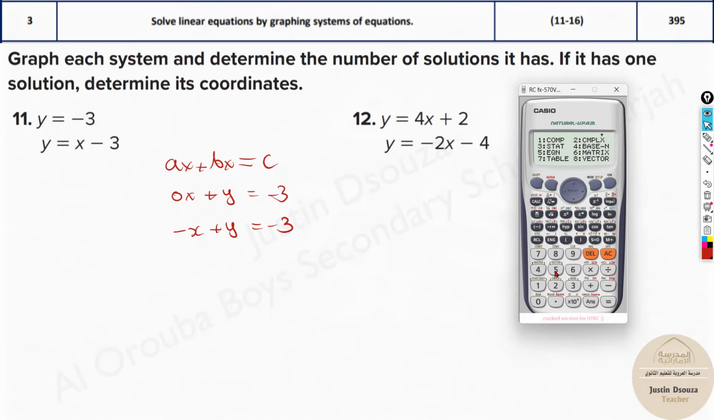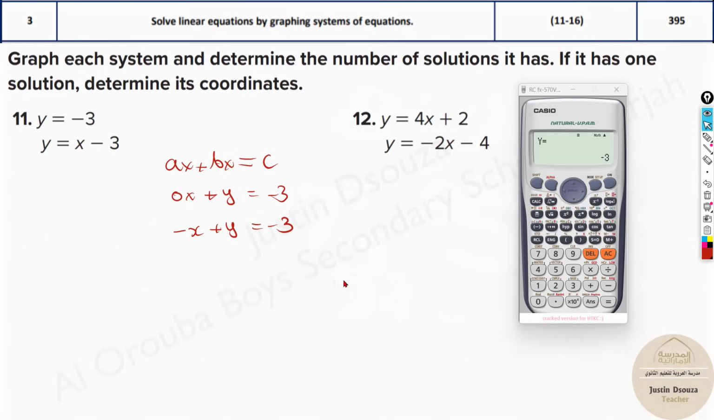Again, let's go to mode, phi and 1. Let's type in the coefficients. It's 0, 1, and we have got minus 3. Here it is minus 1, 1, and again negative 3. And what is the answers? Here we are getting 0 and minus 3. So that is the solution.